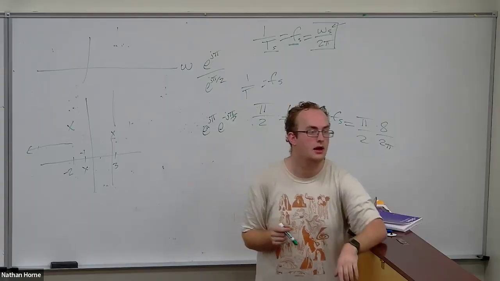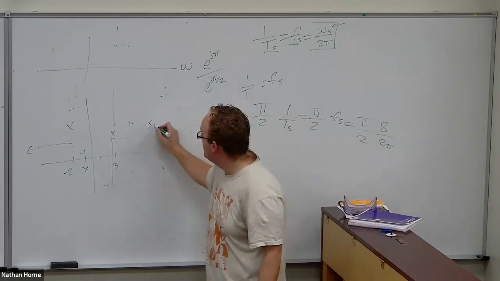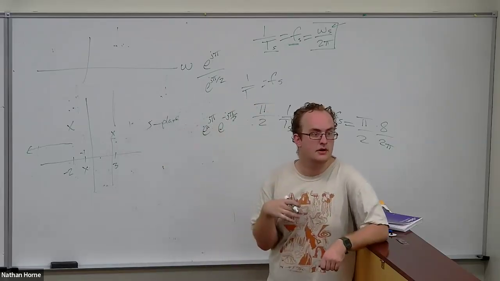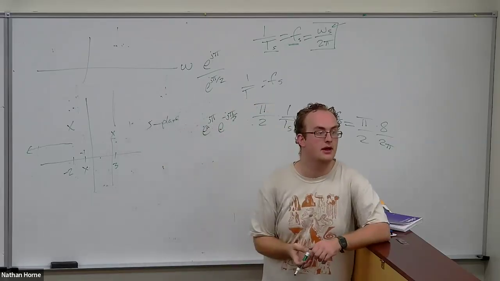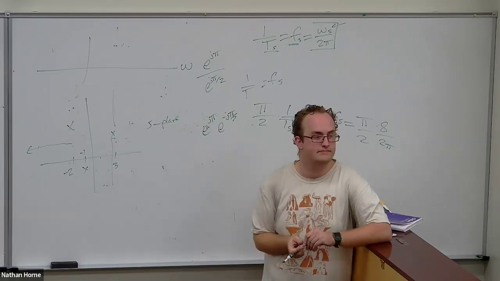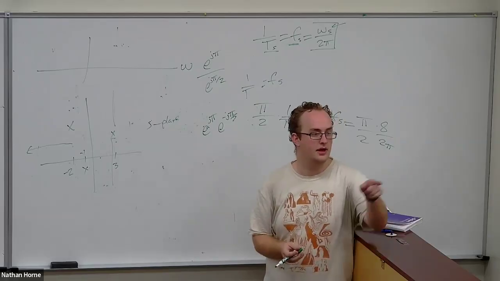What plane is this again? This, I believe, is the S plane. Good question. That axis is j omega. Which one is j omega? It's the Y axis.